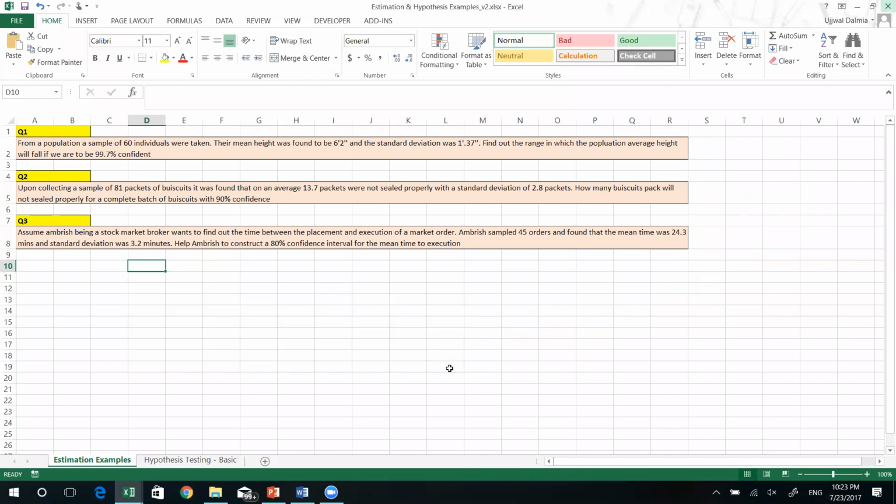So guys, now that we are done with estimation, let's have a quick understanding on what hypothesis testing is. We will probably do the example in the next class, but I'll explain the concept of hypothesis testing.